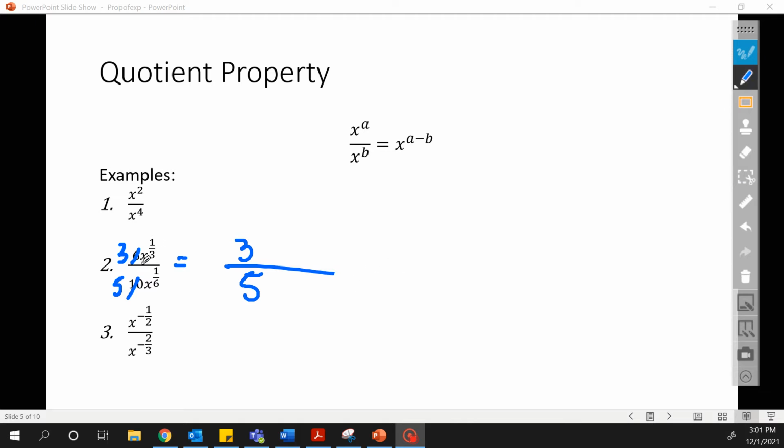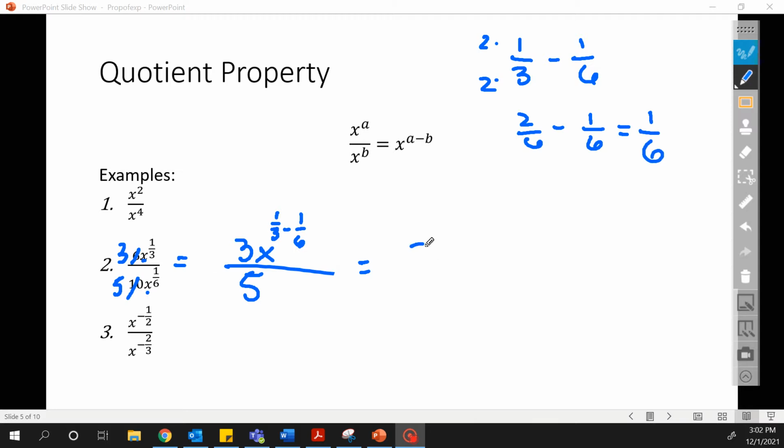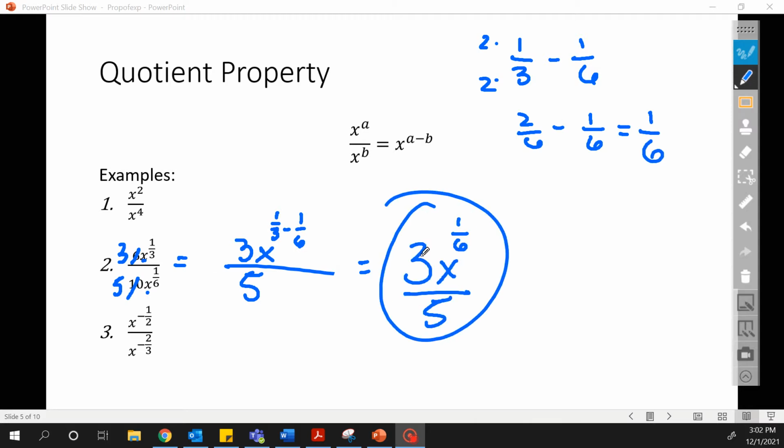Now, as far as the x's are concerned, x to the 1/3 over x to the 1/6, those x's in the numerator and denominator can combine into a single x that's in the numerator, but I would have to subtract the exponents, 1/3 minus 1/6. Okay, so I'm going to do that over here, 1/3 minus 1 over 6. Need a common denominator of 6. So 2 over 6 minus 1 over 6, which is 1 over 6. So this becomes 3 times x to the 1/6 power over 5.